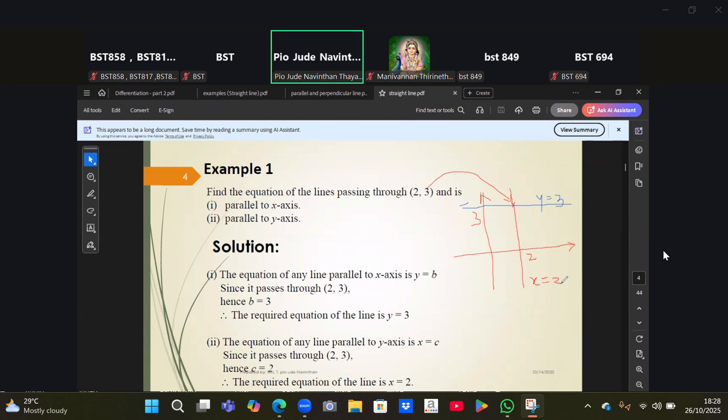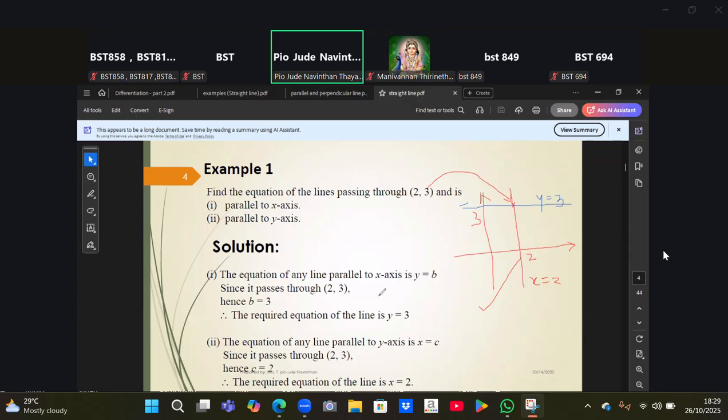Therefore, if I ask you the same type of question in the exam, then there is no need to write in this way. I am giving the solution in brief. So simply you can draw this diagram, and similarly you can say parallel to the x-axis, y is equal to 3, parallel to the y-axis, that is x is equal to 2. If you write the answer in this way, you will get full marks.